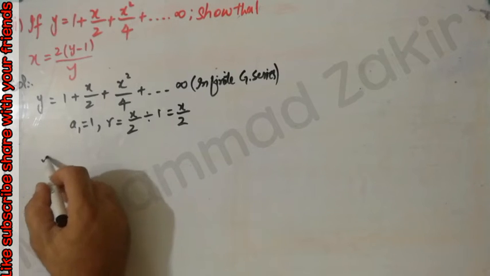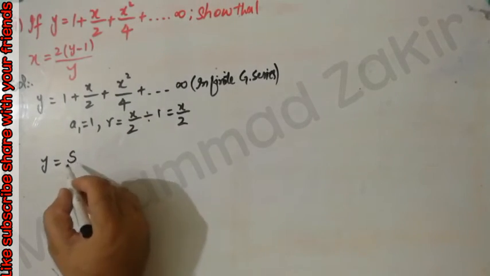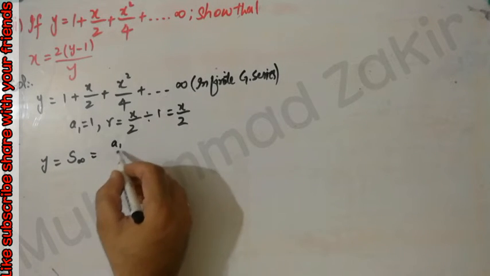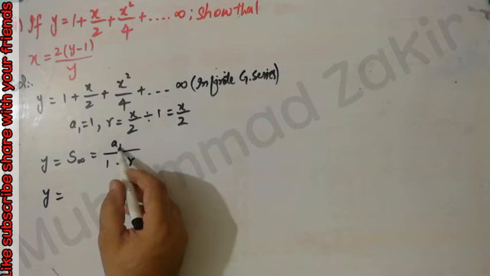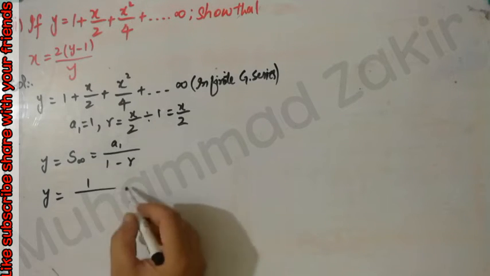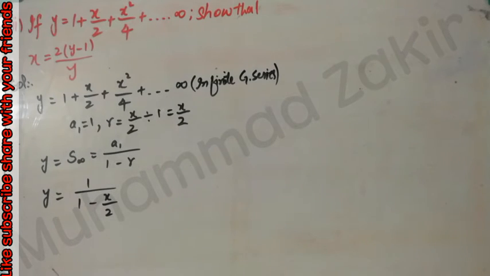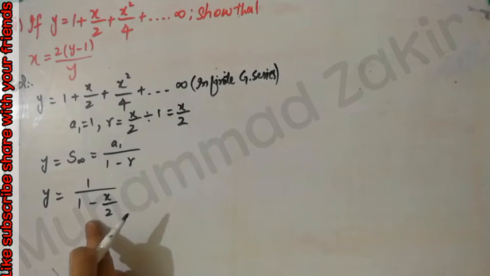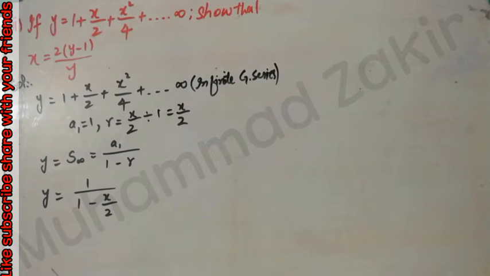Now we can write y is equal to, instead of this entire series we can write its sum denoted by s infinity. And what is it equal to? a1 by 1 minus r. Y is equal to a1, we write a1, it is 1 divided by 1 minus r. R is x by 2. Now we will find the value of x. The value of x is required. We will separate x, make it the subject, and that will be the answer.